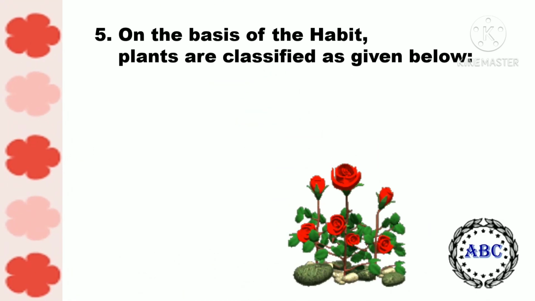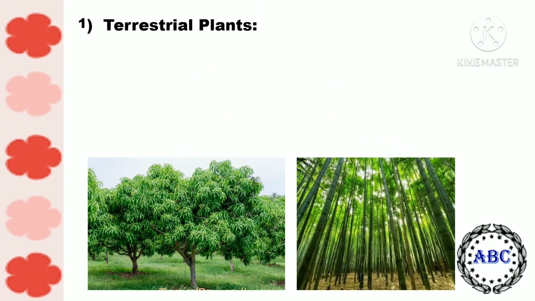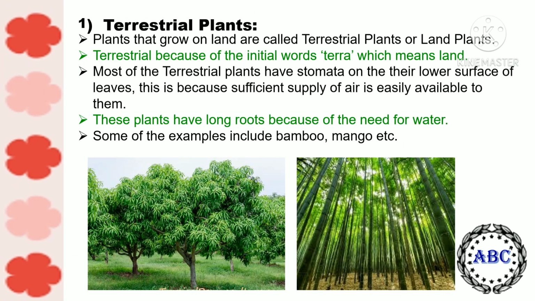Next one, on the basis of habit, plants are classified as terrestrial plants and aquatic plants. The terrestrial plants are the plants that grow on land and hence they are called terrestrial plants or land plants. Terrestrial comes from the word terra, which means land. Most of the terrestrial plants have stomata on the lower surface of the leaves. This is because sufficient supply of air is easily available to them.